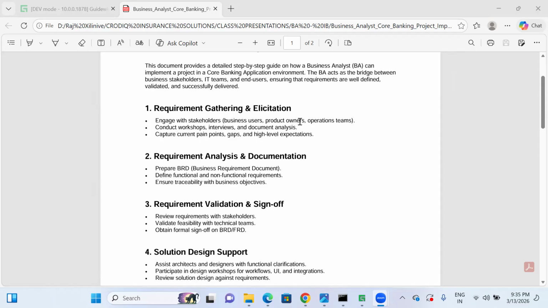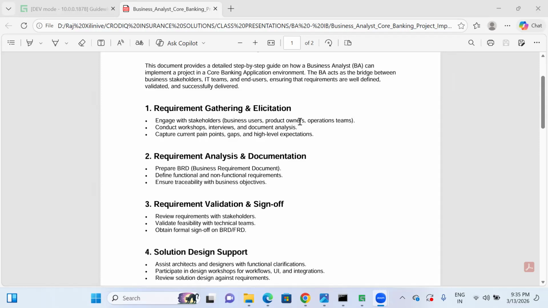So it's not only about learning the domain-specific part, but it's even important for us to know the flow process. What is it that we do as a BA when we are working on banking projects, especially on core banking? So these were the different steps we have. The first one is the requirement gathering and elicitation phase.